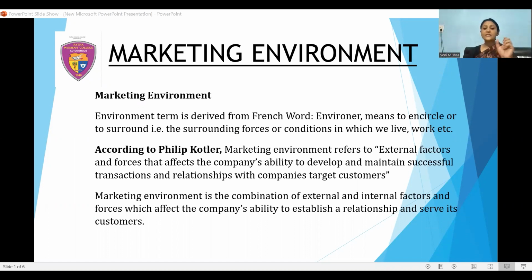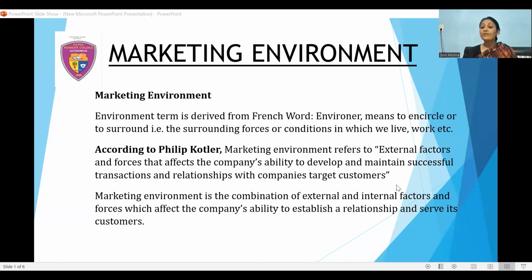So, Philip Kotler has defined marketing environment as the external factors and forces that affect the company's ability to develop and maintain successful transactions and relationships with the company's target customers. That means how the company relates with the target customers, and what those external factors are which affect whether the company is going to develop a good relationship with the customer or not. There is a weak relationship between the target customer and the company, and marketing completely depends upon the customers. That much we already know.